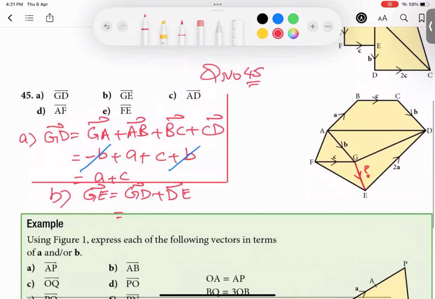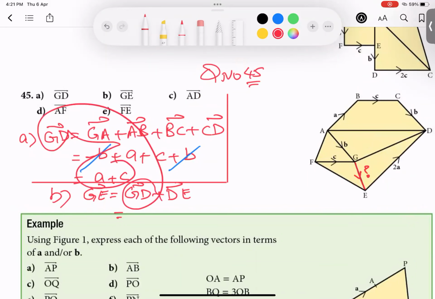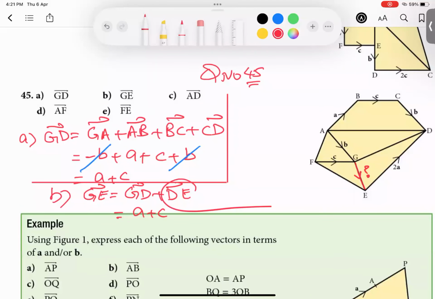But first question, what is G to D? This answer is available: A plus C. So Alhamdulillah Rabbil Alameen. And D to E is what?